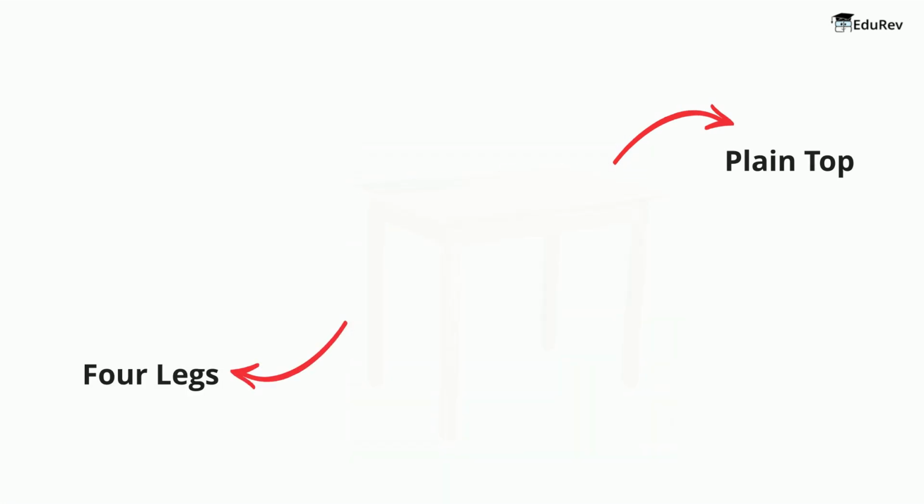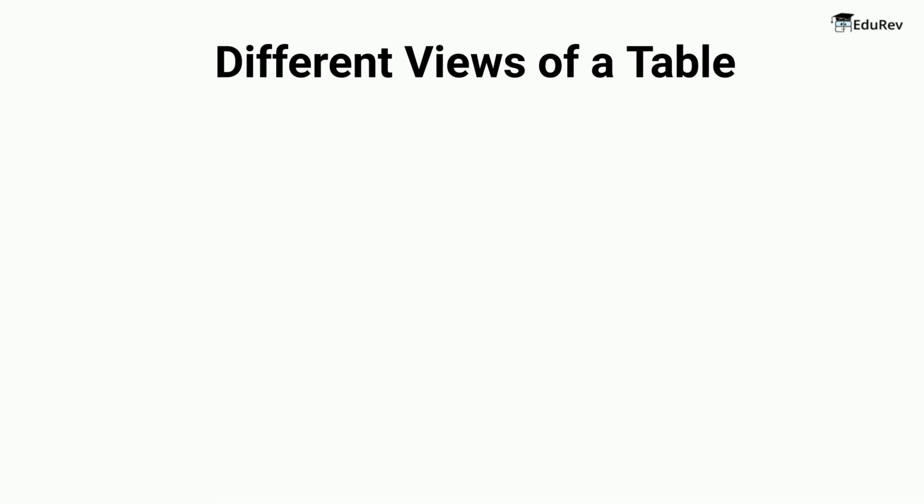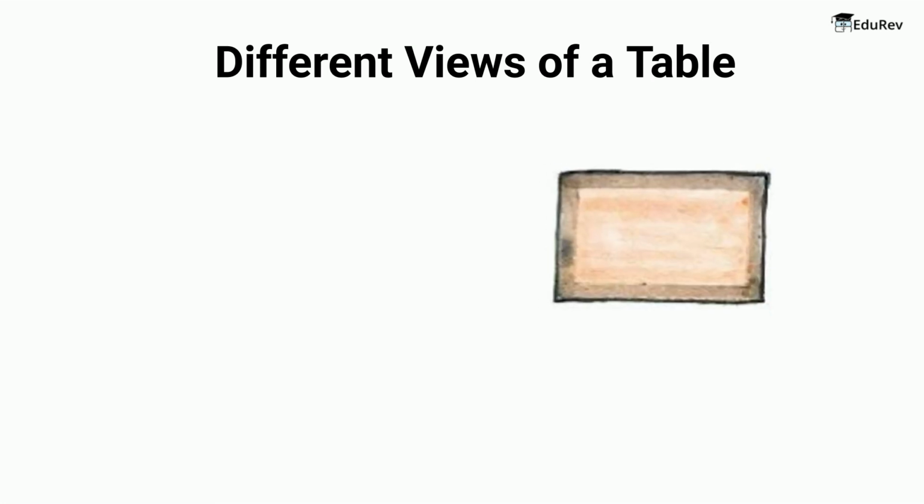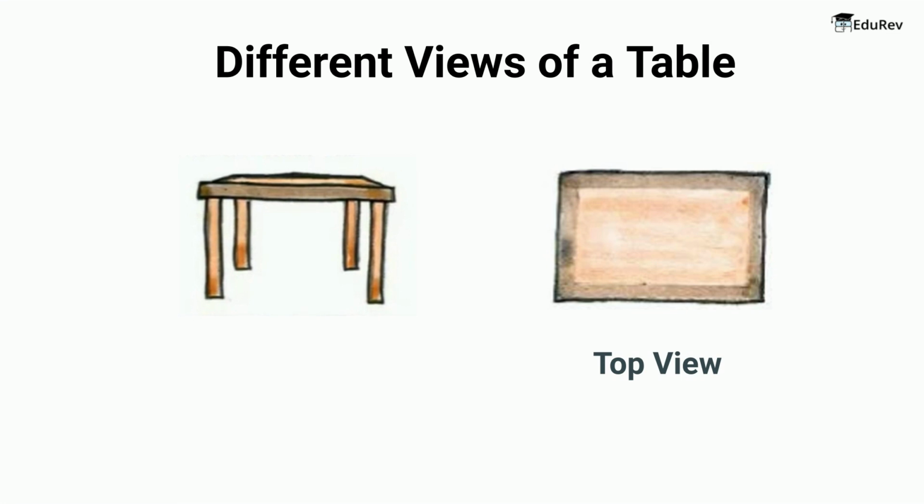Let's discuss the different views of a table. When we see a table from a height, we are able to see only the plain rectangle portion of the table. Here is the top view of a table. We are not able to see the legs of the table when we see it from a height. On the other hand, when we see a table from the side, we are able to see only the legs of the table and just a plain thick line above the legs. Here is the side view of a table.